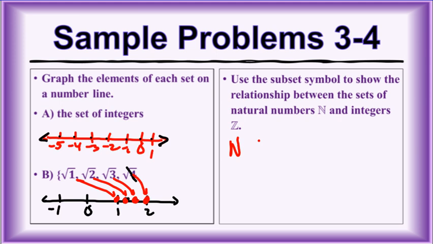I would say natural numbers is a subset of integers because integers are made up of natural numbers or whole numbers, counting or positive and negative, and natural numbers are whole numbers minus the 0.